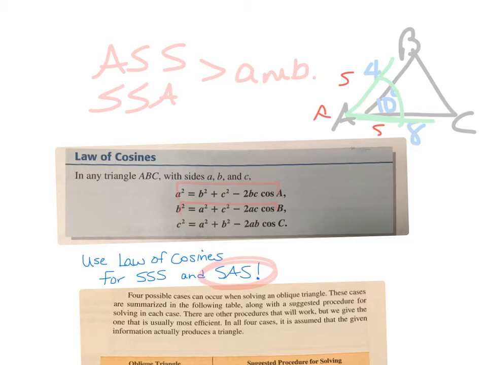Now, if you don't draw it the right way and you try to plug your information into law of sines, you would find that you have two unknowns, and there would be no way you could solve that proportion. So as soon as you set up your proportion and you have two unknowns in it, you should know that you need to do law of cosines.